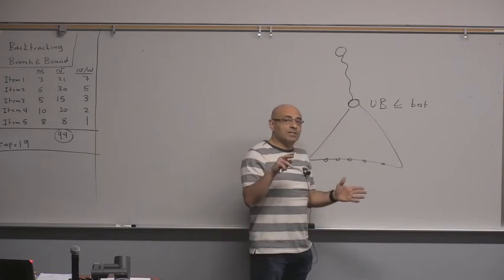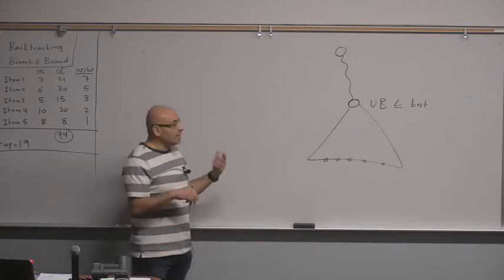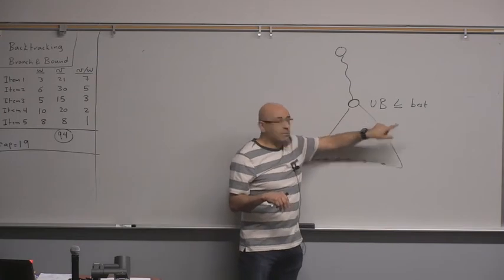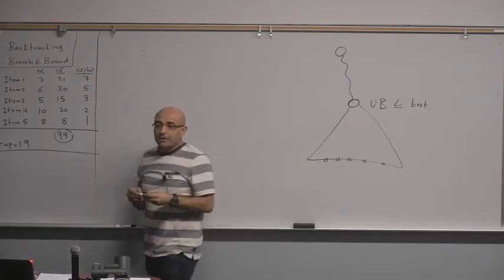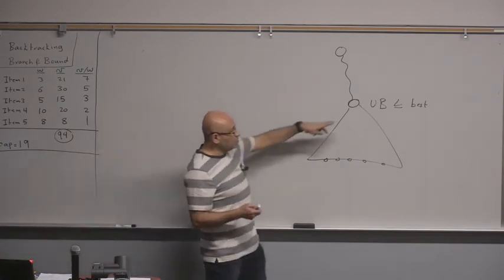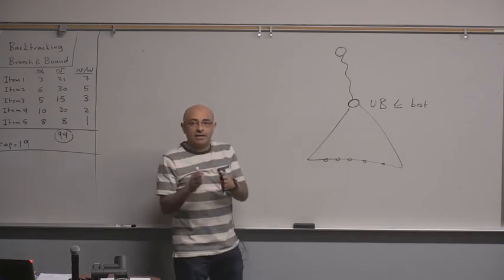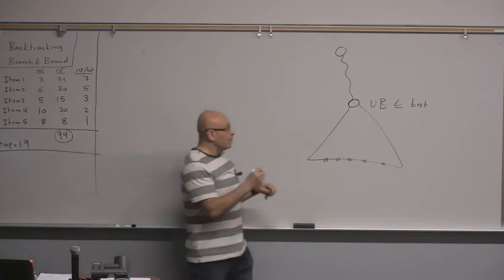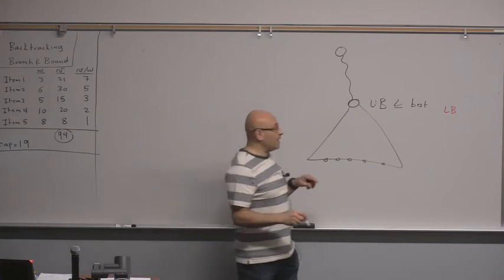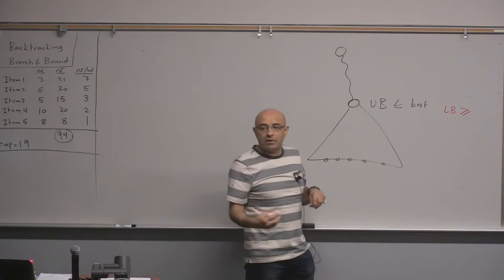So there are two kinds of optimization problems. There are maximization and minimization, right? So for a maximization problem, you compute an upper bound and you argue that it's going to be less than or equal to the best solution found so far. But when we are solving a minimization problem, we will need to compute a lower bound. So if you are trying to solve a minimization problem, you compute a lower bound and you prune if this lower bound is greater than or equal to the best solution found so far.